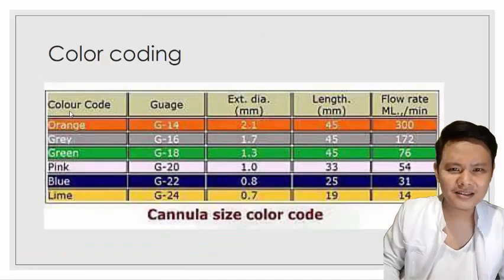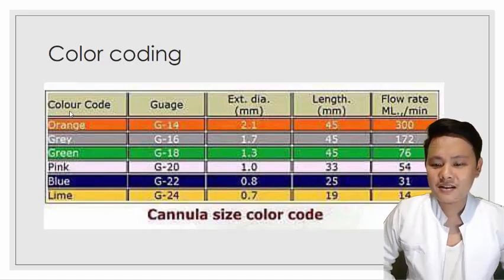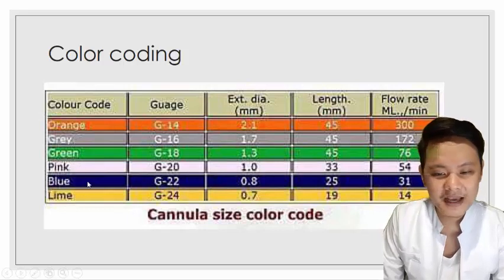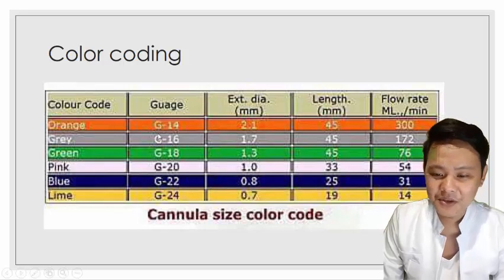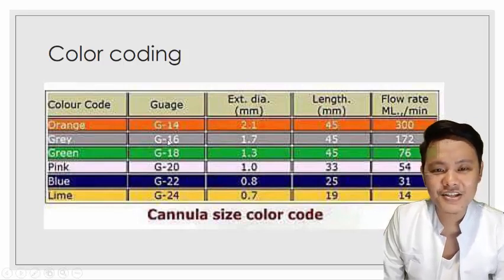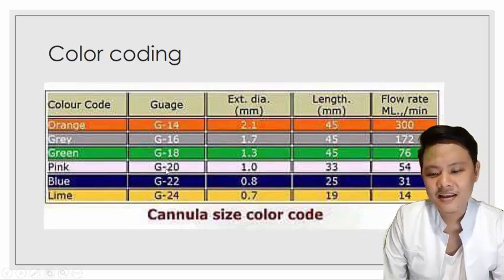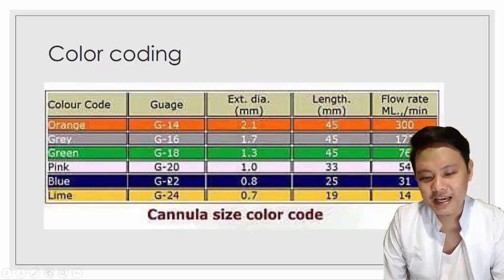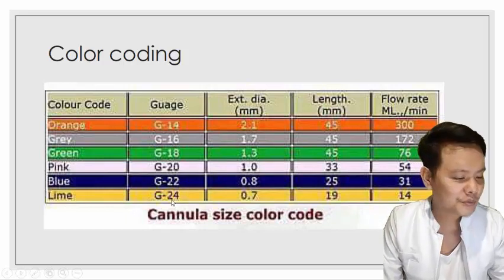Next, let's talk about the color coding. For the color coding, we have the orange, gray, green, pink, blue, and lime. For the orange, that is gauge 14. For the gray, that is gauge 16. For the green, we have 18. For the pink, gauge 20. For the blue, gauge 22. And then for the lime or yellow, that is gauge 24.